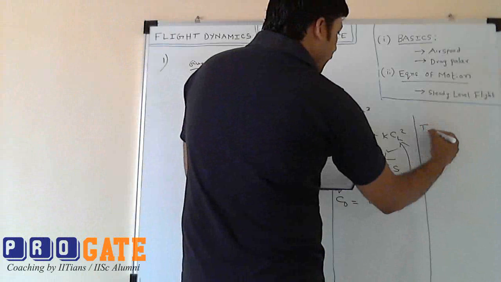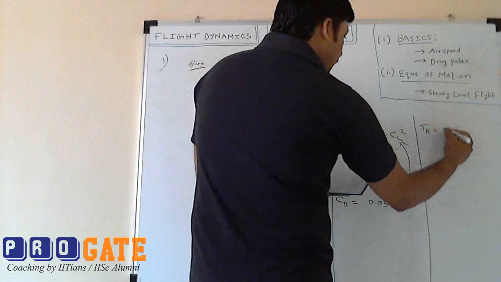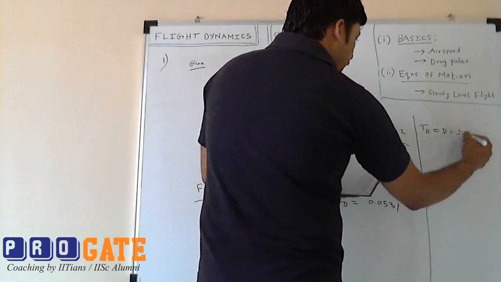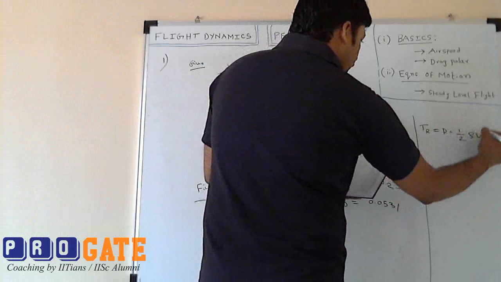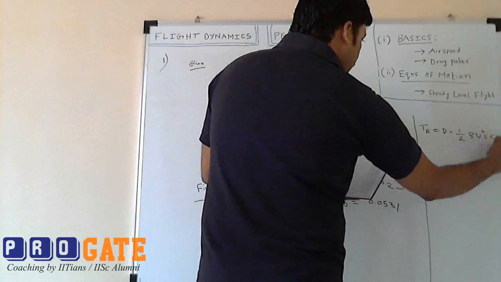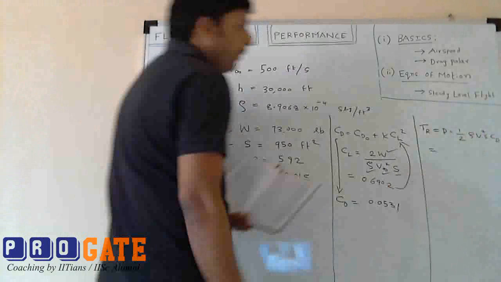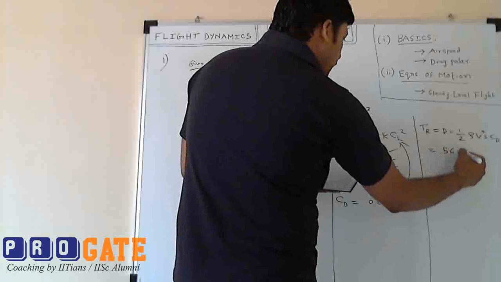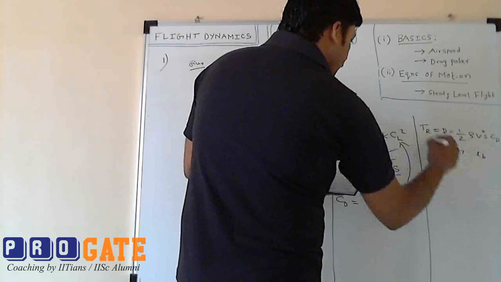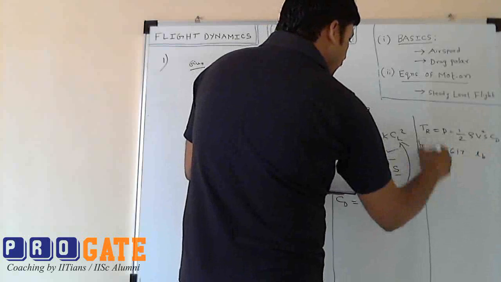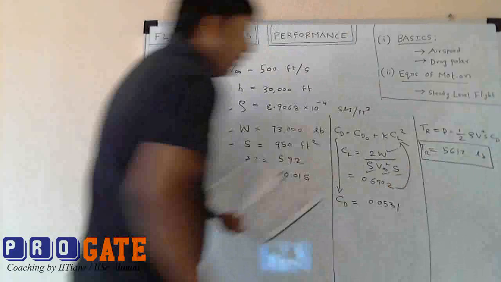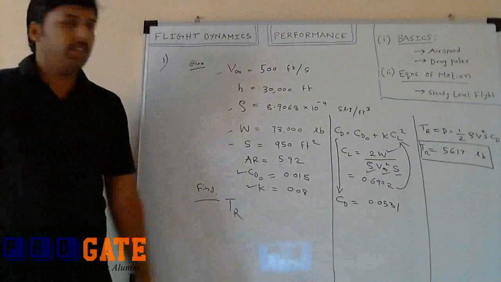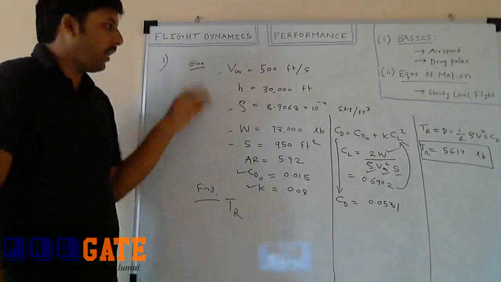The thrust required is equal to drag. So we can put half rho V square S into CD. Now we know CD, so using that, we obtain 617 pounds. So using these three relations, we have found the thrust required for this aircraft.